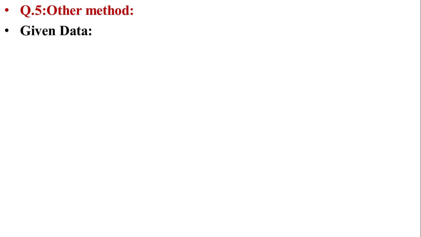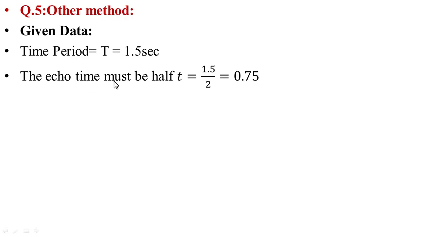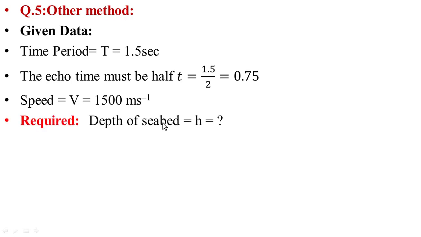In the other method, first of all, write the given data. Total time is equal to the time period. Then time period T is equal to 1.5 seconds, and the echo time must be half, so t is equal to time period divided by 2. 1.5 divided by 2 is equal to 0.75. Now speed v is equal to 1500 meters per second. We require the depth of the seabed h.